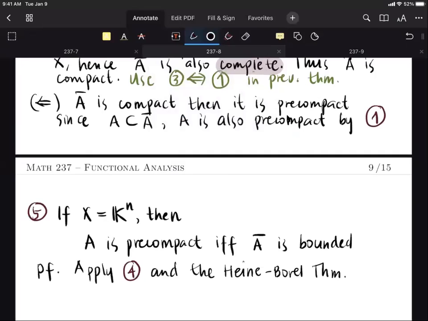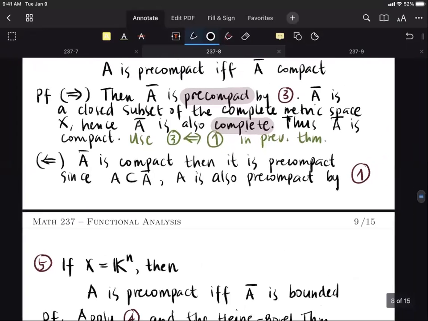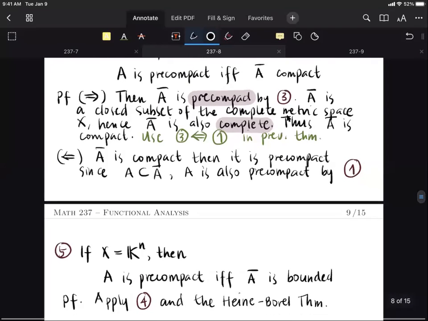Indeed, if A is pre-compact, then, according to our previous theorem, the closure is compact. Therefore, by the Heine-Borel theorem, it is bounded. And vice versa, if A bar, the closure of A, is bounded, since the closure is already closed, A bar is compact. So the closure of A is compact, therefore A is pre-compact by applying 4 once again.